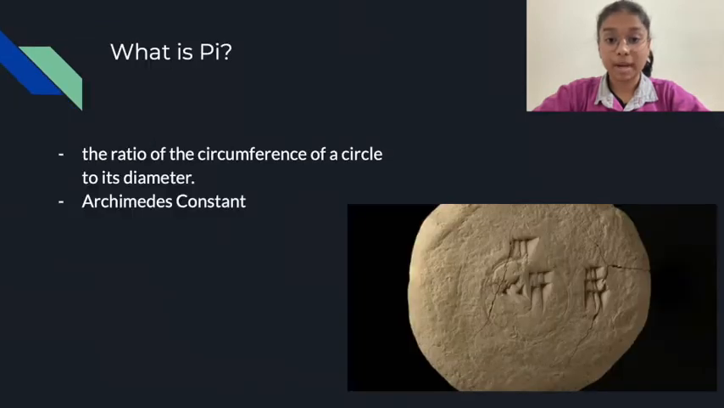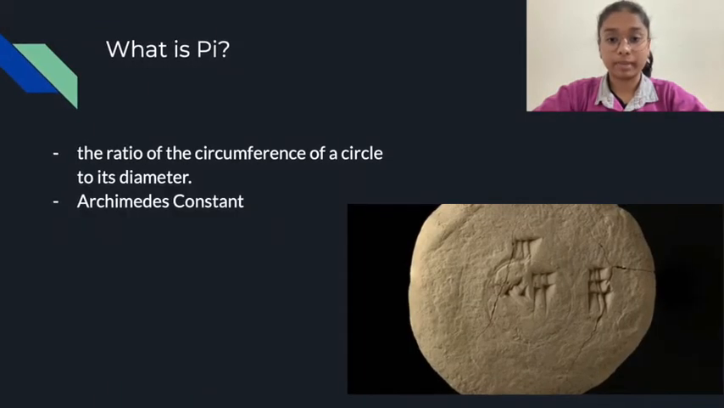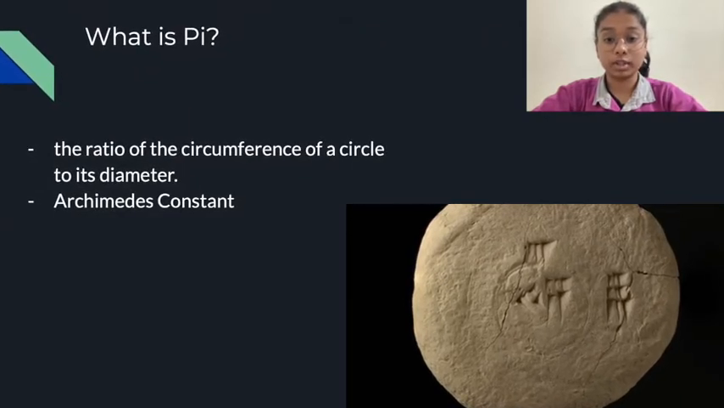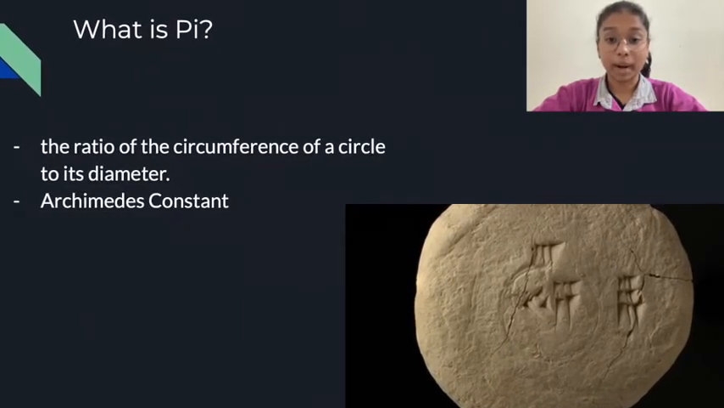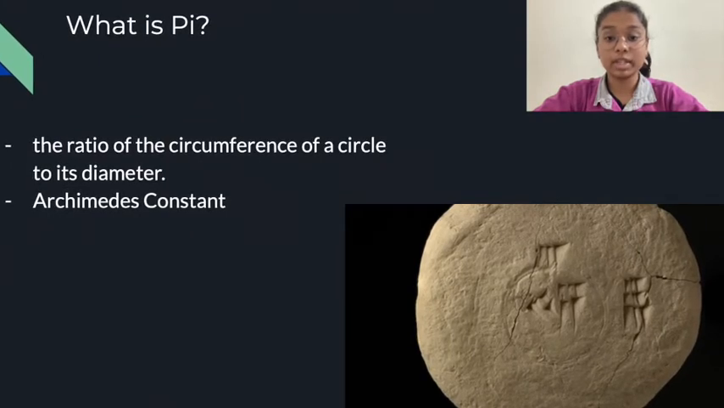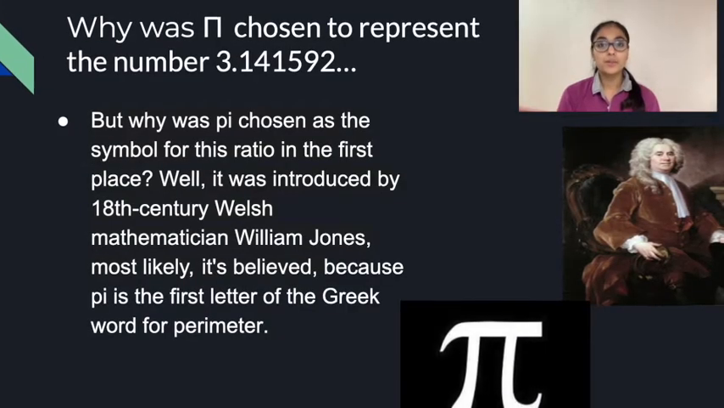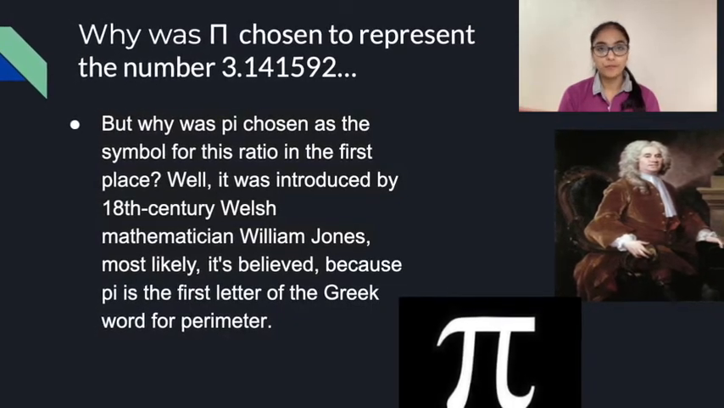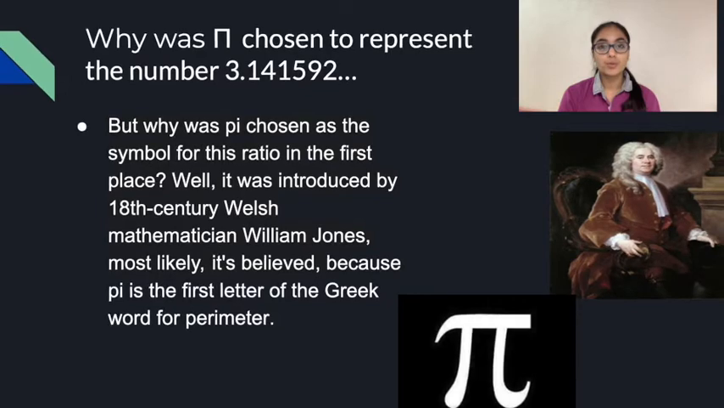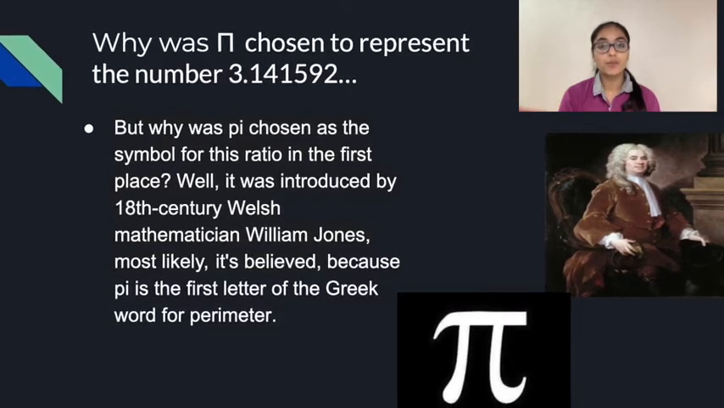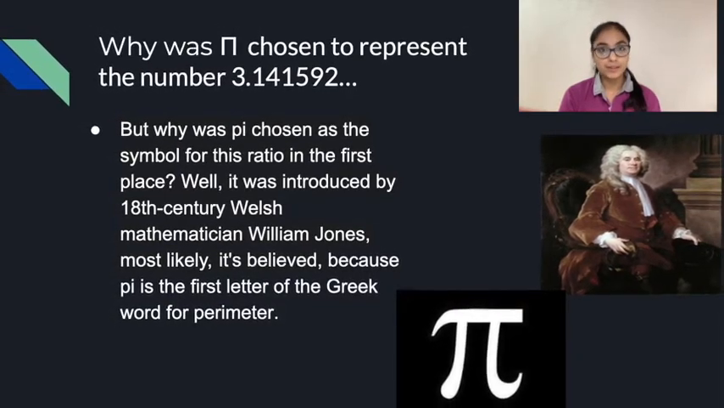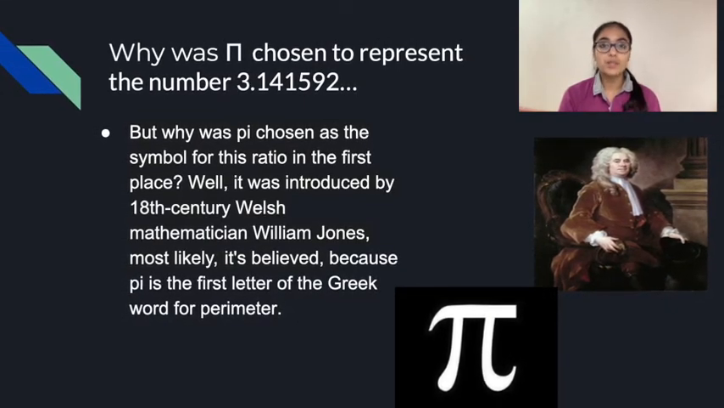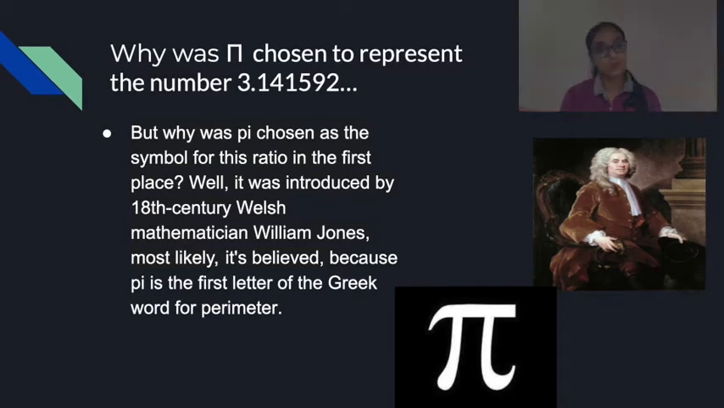The history of pi. What is pi? Pi in mathematics is the ratio of the circumference of a circle to its diameter. Pi is also referred to as the Archimedes constant. Why was the symbol of pi chosen to represent the number 3.1415? It is believed that it was chosen because it's the first letter of the word perimeter in Greek. It was first introduced in the 18th century by a Welsh mathematician named William Jones.